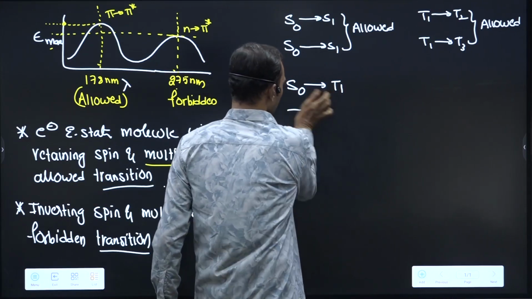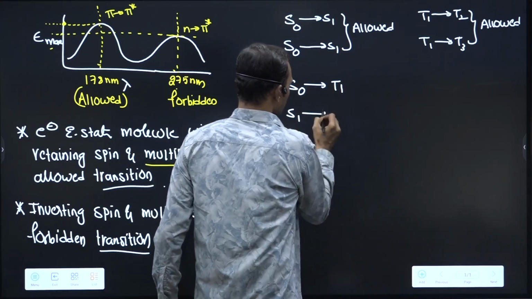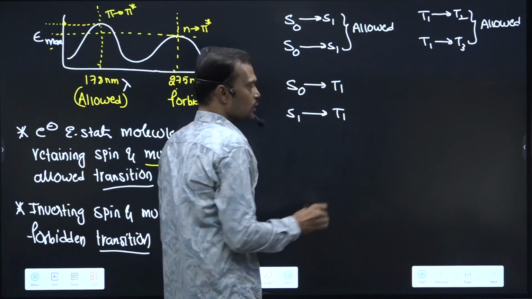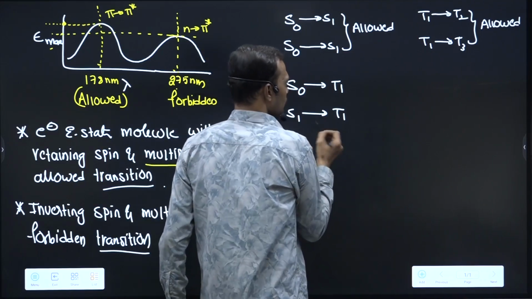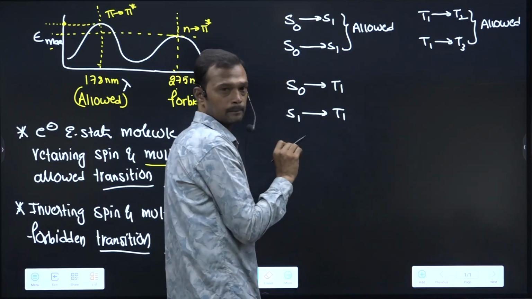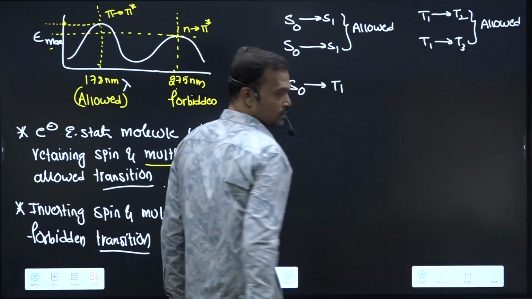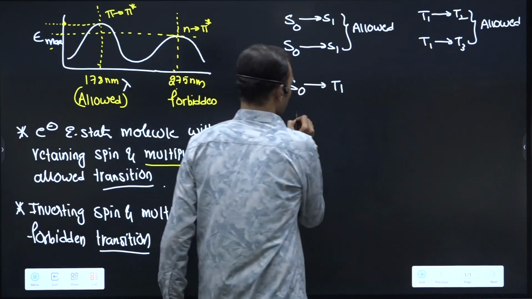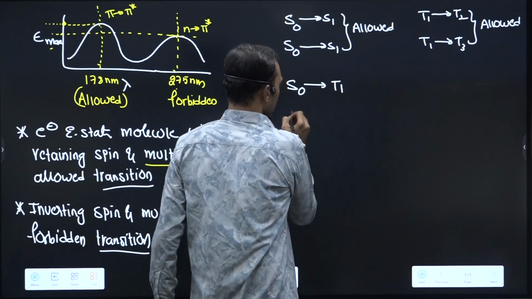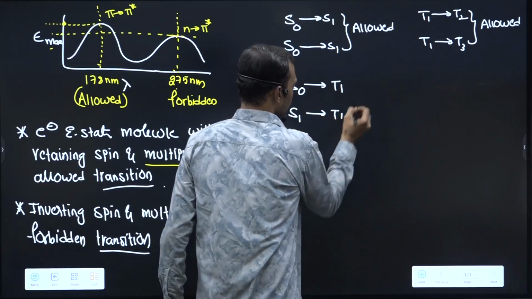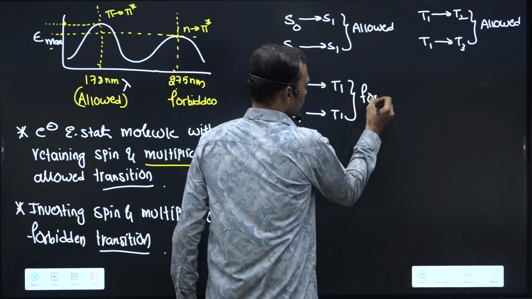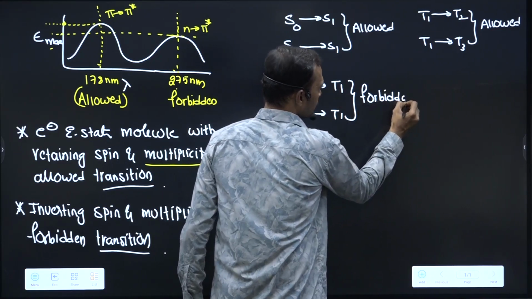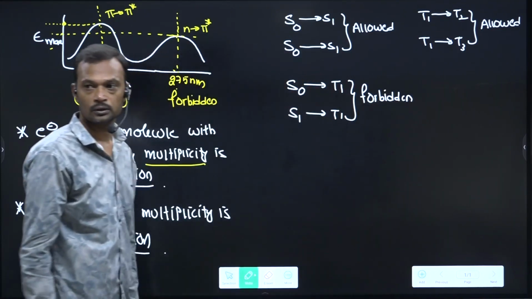Then followed by S1 to T1, or S1 to T2, directly it depends upon the gap, but most probably S0 to T1 is not possible. I can say this is forbidden. So I can write S1 to T1, this is called a forbidden transition.